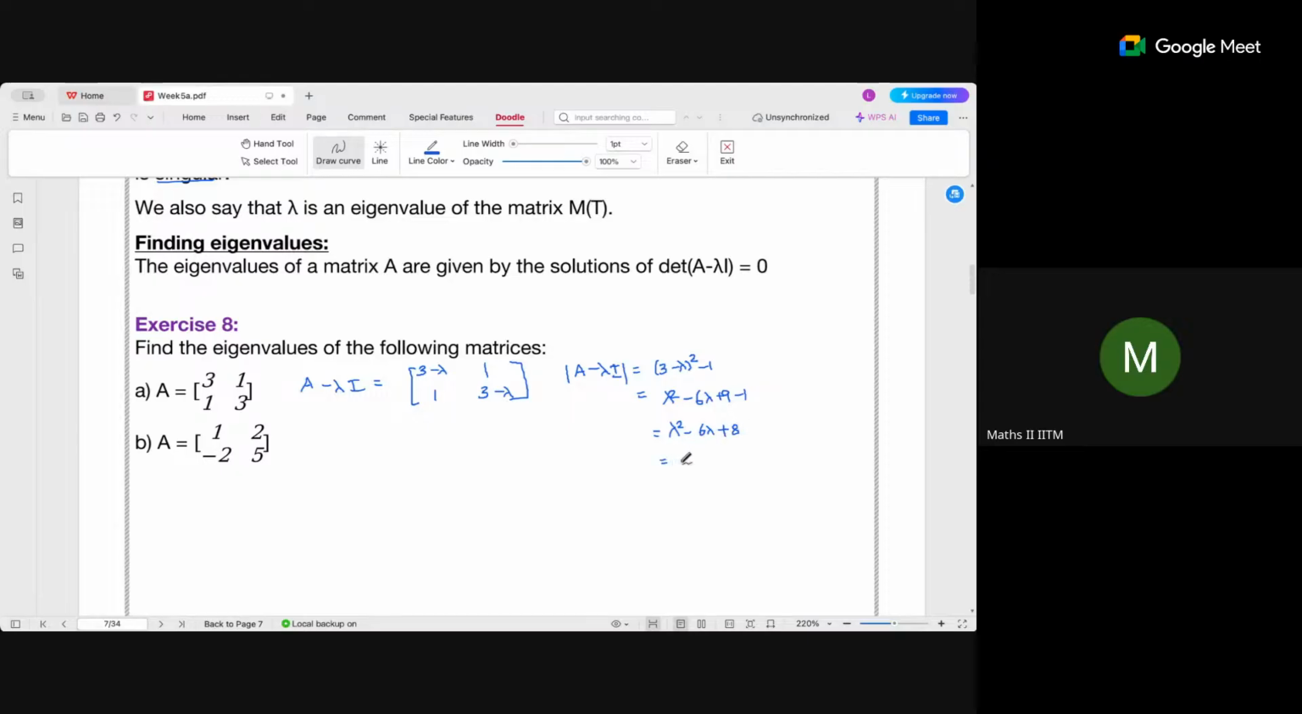So what are the roots? Or we could just do 3 minus lambda minus 1 and 3 minus lambda plus 1 using a squared minus b squared. Yes, definitely. So the values are 2 and 4.